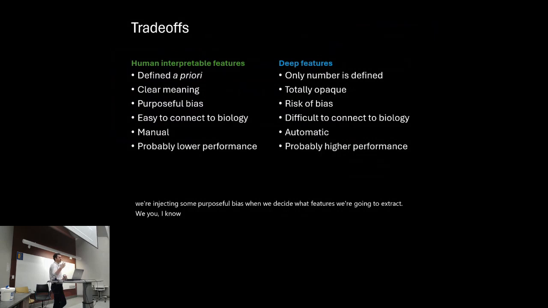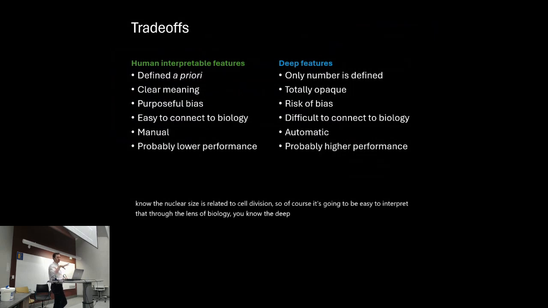I know that the size of the nucleus is important for determining cancer versus non-cancer, so I'm going to have nuclear size be one of my human interpretable features. And because of this purposeful bias, and I'm defining them ahead of time, they're easy to connect to biology. I know the nuclear size is related to cell division, so of course it's going to be easy to interpret that through the lens of biology.